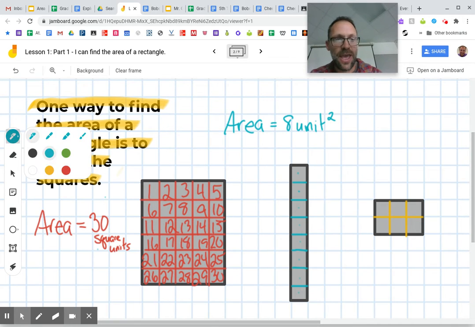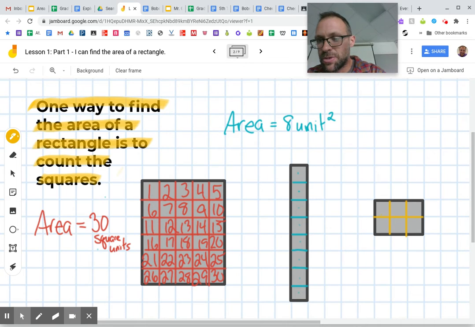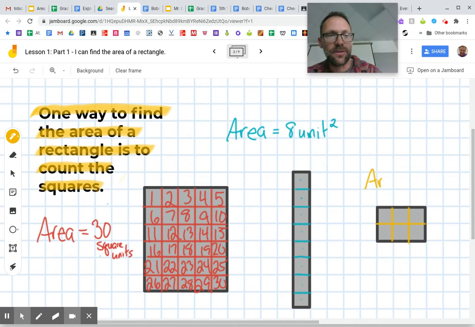Okay, let's take a look at one more rectangle. This rectangle has some squares inside of it. We can count those up. Let's see, we have 1, 2, 3, 4, 5, 6. So the area of this rectangle, oh my, why can't I keep writing? The area of this rectangle is 6 square units, or units squared.